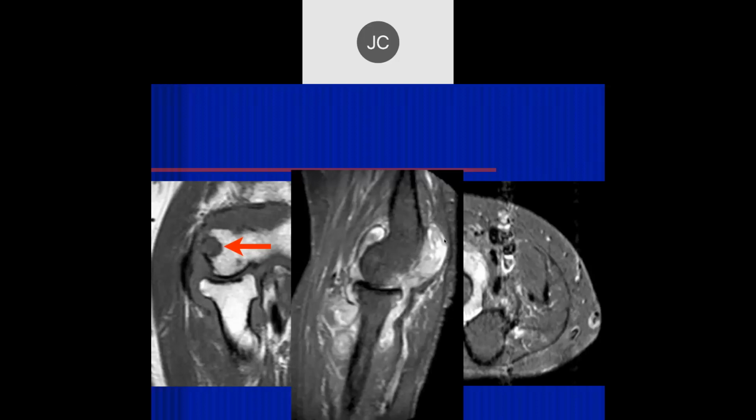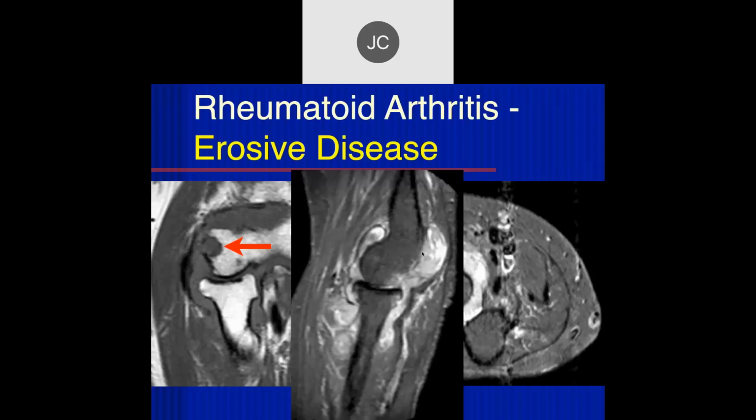Again, maybe RA. Again, this just shows marked distension of the joint space, marked synovial thickening with this inhomogeneous signal intensity on the PD fat sat. This is very characteristic of chronic rheumatoid arthritis, and this is erosive. And you have an erosion, so that clinches it, doesn't it?